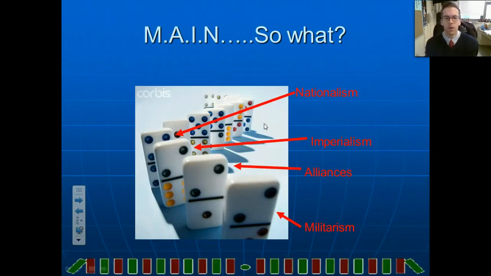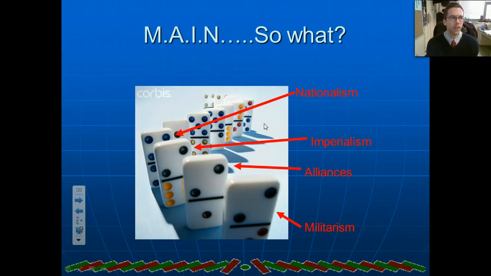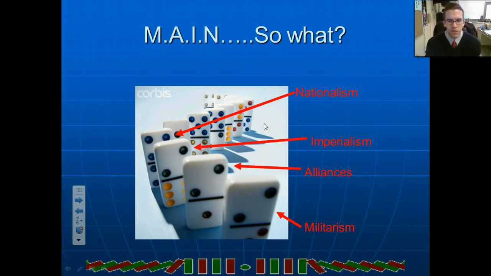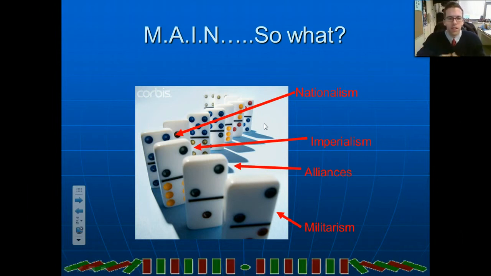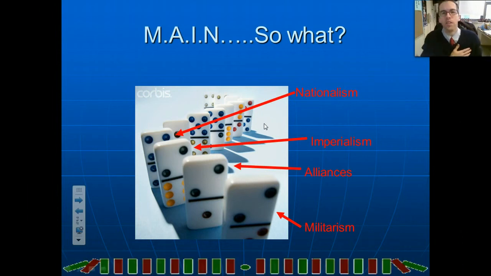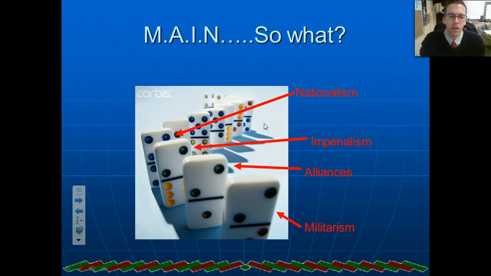Now, okay, so what, Mr. Flynn? They're building up weapons. We have weapons in the United States. We're not using them. Alliances. We have alliances. Doesn't mean we're going to war. Imperialism. Yeah, we have Puerto Rico, Guam, other parts. Nationalism. We stand up. We say the Pledge of Allegiance. You salute the flag. So what? Doesn't mean we're going to war.